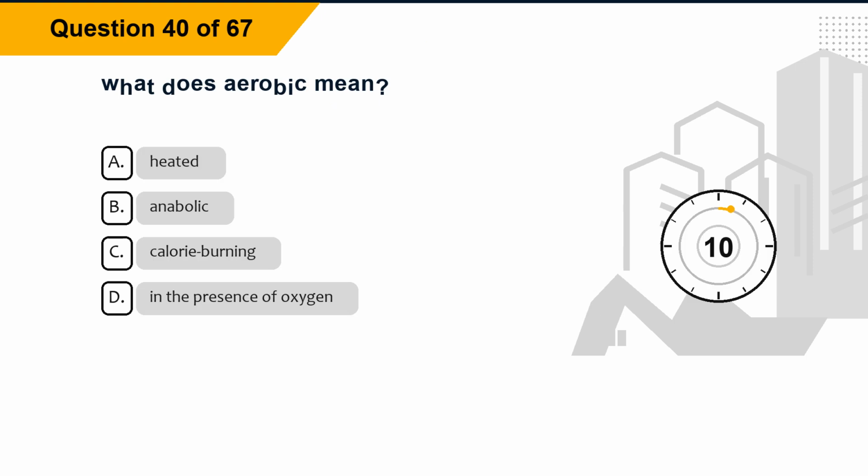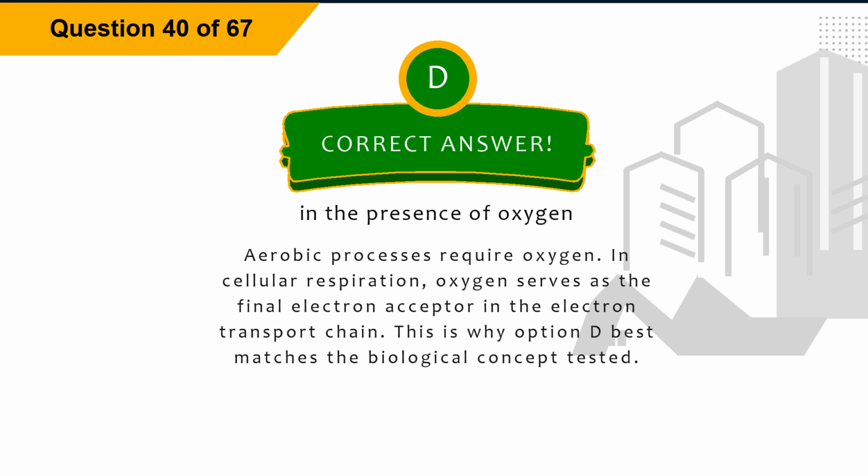Question 40. What does aerobic mean? Option A, heated. Option B, anabolic. Option C, calorie burning. Option D, in the presence of oxygen. The correct answer is option D, in the presence of oxygen. Explanation: aerobic processes require oxygen. In cellular respiration, oxygen serves as the final electron acceptor in the electron transport chain. This is why option D best matches the biological concept tested.